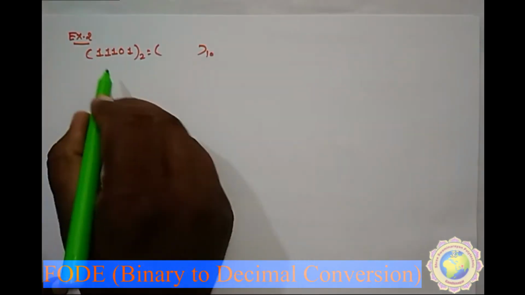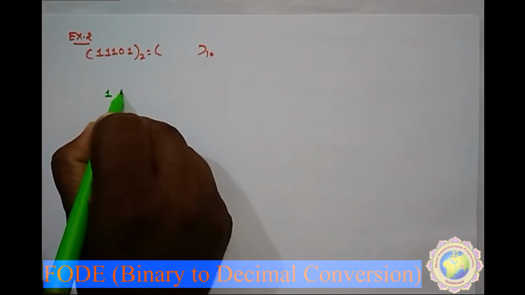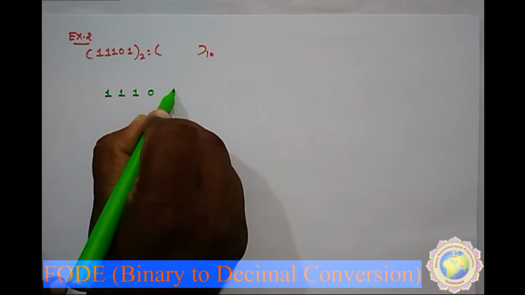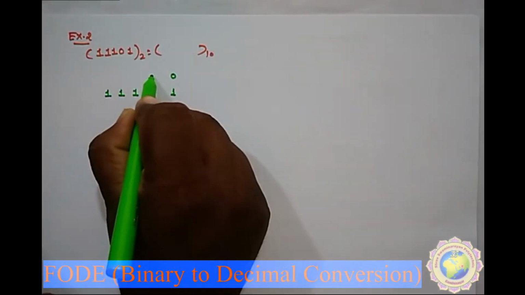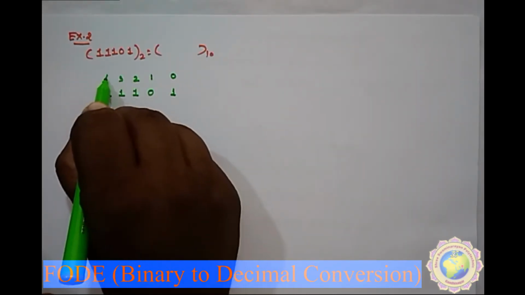So write down the digits whatever you are given: 11101. From the right side start writing down 0, 1, 2, 3, 4.